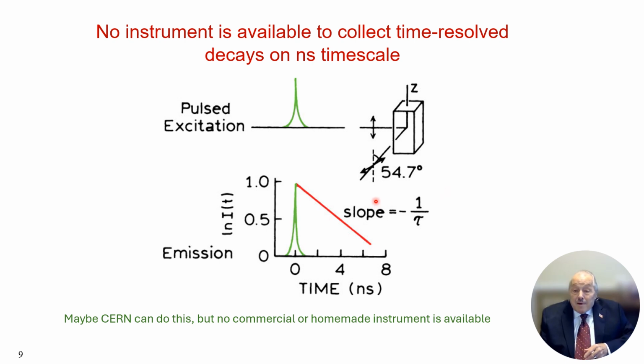The problem with time-resolved measurements is that there is no instrument available at present that can collect the entire time-resolved decay on the nanosecond timescale. So you can't take a sample, put a pulse into it, and just measure the decay at all the points you need to recover all of the information. Maybe they can do that at CERN, but there's no commercial instrument to do this.